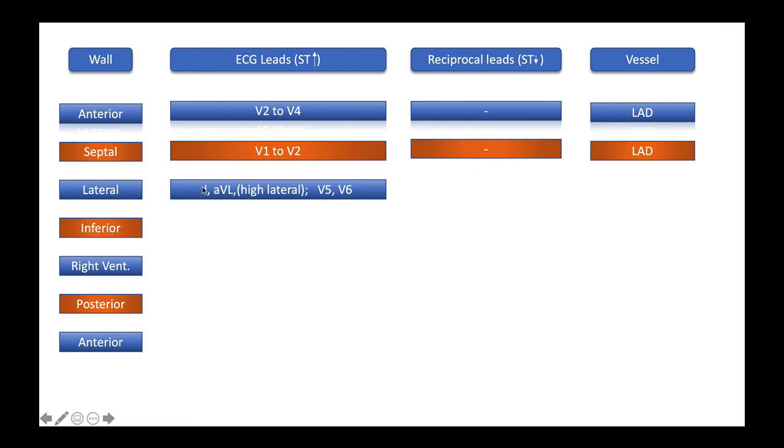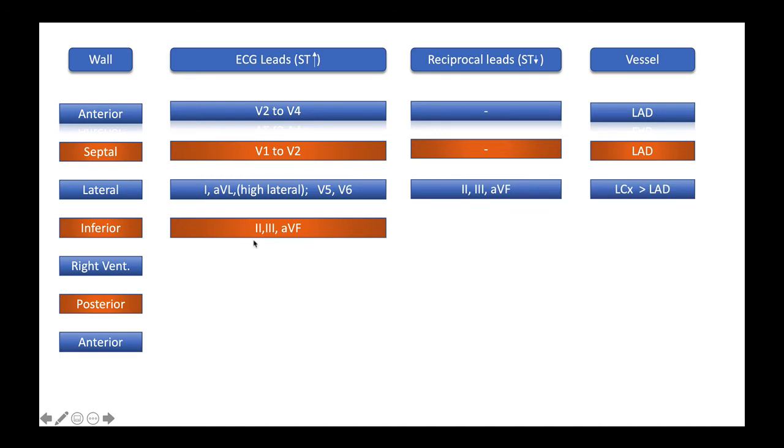So these are the leads which would make us suspect a lateral wall infarction. Here we would see reciprocal changes taking place in 2, 3 and AVF, that is your inferior leads. They would show reciprocal changes of ST depression. The most commonly involved artery would be your left circumflex artery, which supplies the lateral wall, but sometimes a diagonal branch from the left anterior descending artery could cause a high lateral infarction.